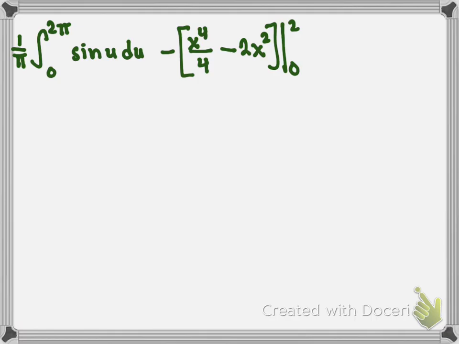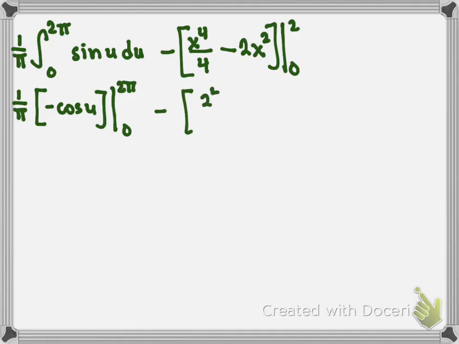Okay, let me continue this one. Now I'm going to integrate the first one, and the integral of sine u is negative cosine u. And I'll be plugging in 2 pi and 0. Minus, now I can actually do substitution in my second group: 2 to the fourth over 4 minus 2 times 2 squared. The second substitution is the bottom substitution, and that's just going to give me a 0.